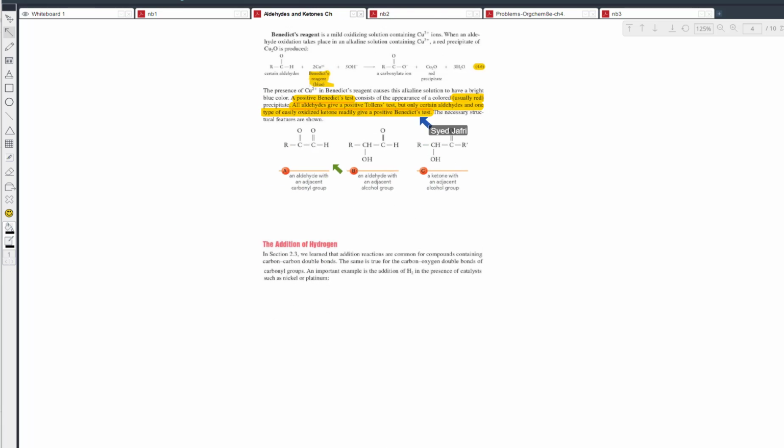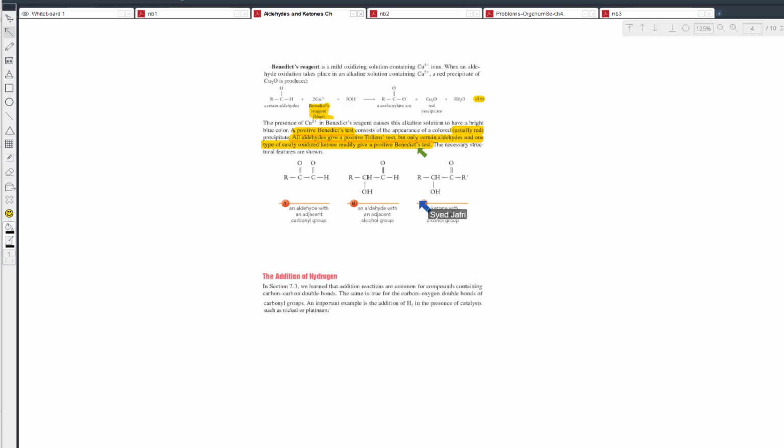So out of these three, all of them can give a Benedict's reaction? All aldehydes give a positive Tollens, but only certain aldehydes and one type of easily oxidized ketone readily give Benedict. These types will give you the Benedict reaction. If an alcohol group is here, or if it is a ketone but the OH is on the adjacent carbon, then that will give you the reaction.